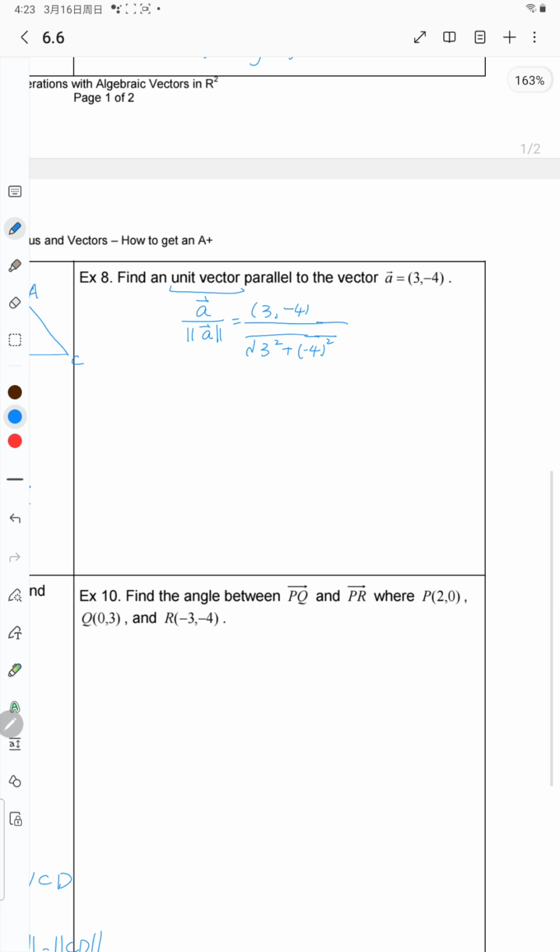All right, and then find the angle. So find the angle between the two vectors. Let's see.